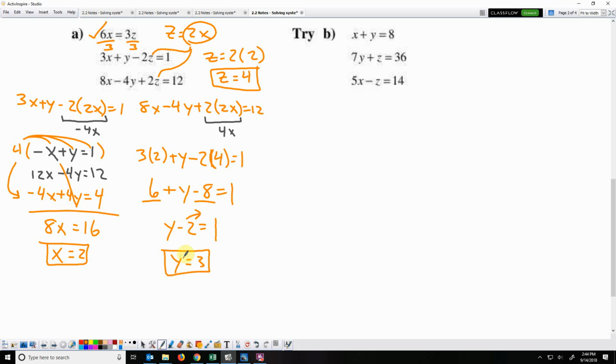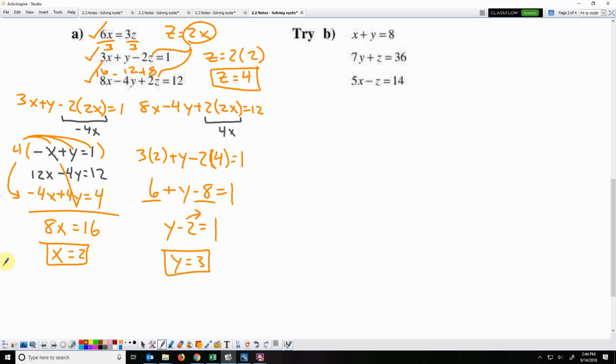Okay, so I got that answer by plugging x and y in here, so I'm certain that my x, y, and z are going to check out here. But I need to make sure they work in all the equations. So 8 times 2 is 16, minus 4 times 3 is 12, and plus 2 times 4, which is 8. 16 minus 12 is 4, plus 8 is 12. So they check out there.